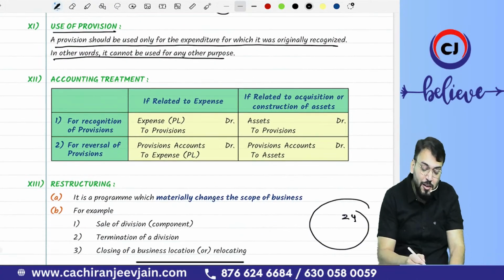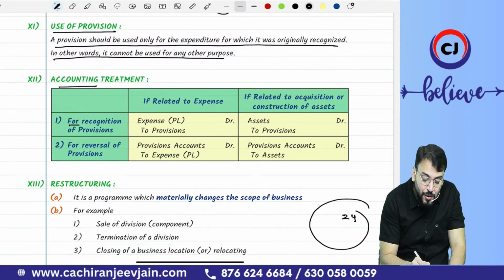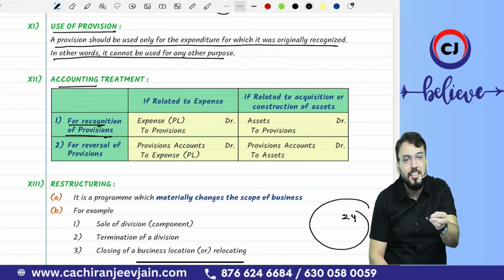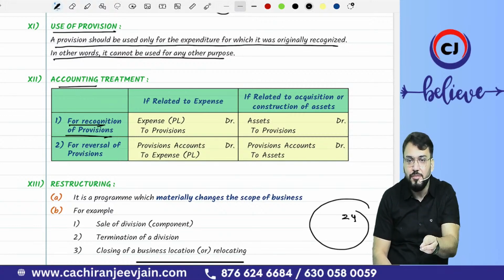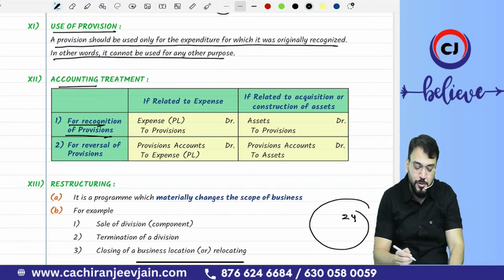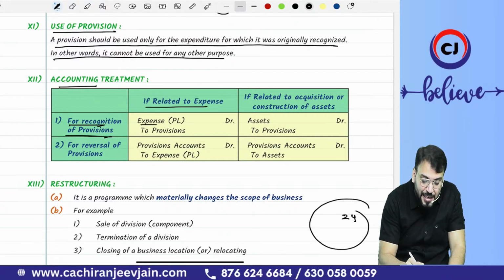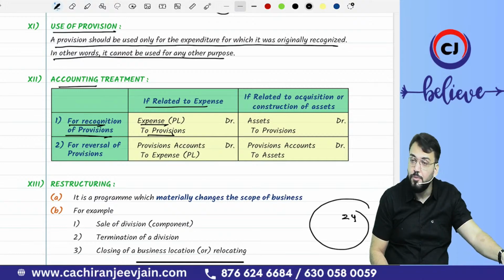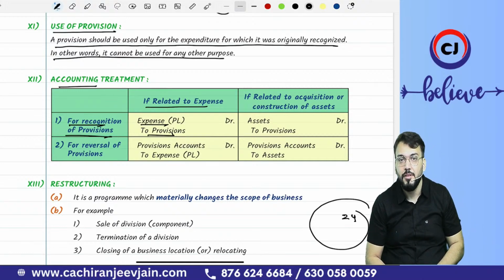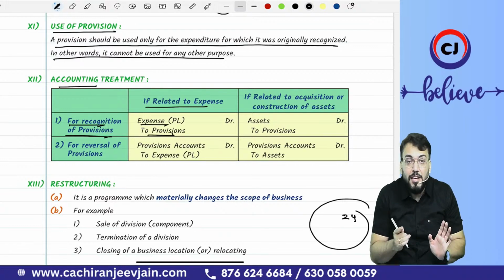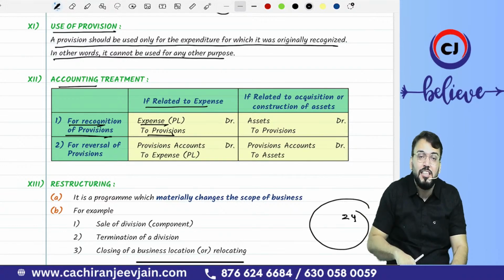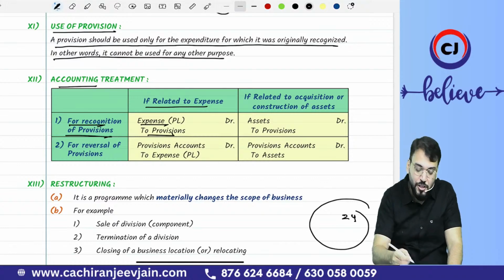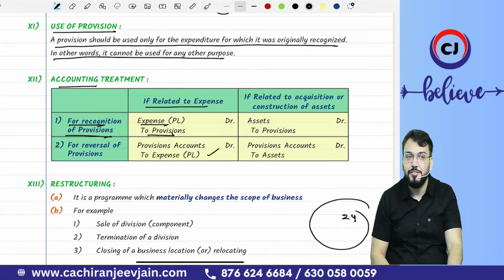Correct. It means what will be the accounting treatment when you are recognizing a provision? What will be the journal entry? Expense account debit to provision. If related to an expense, expense account debit to provision. Got this point? And if you reverse the amount of provision, then what journal entry? Reverse journal entry: provision account debit to expense.